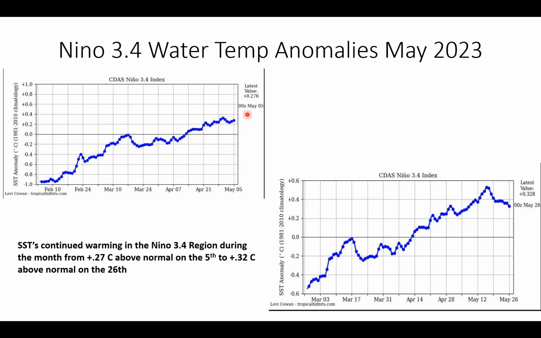So on the 5th of May, we're looking at a value of plus 0.27 degrees Celsius above normal. And then by the end of May, we're now situated at plus 0.328 degrees Celsius above normal. So we saw a little bit of a peak here and then a slight drop off for cooling of the water in the Nino 3.4 region. But overall, El Nino was definitely on its way towards development.